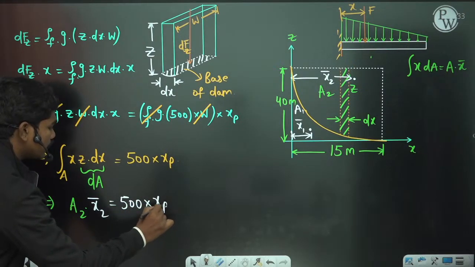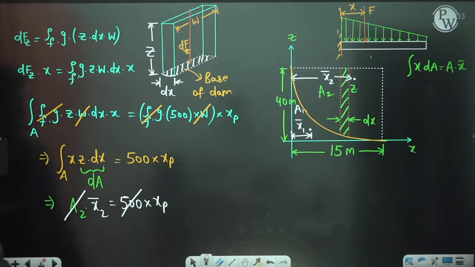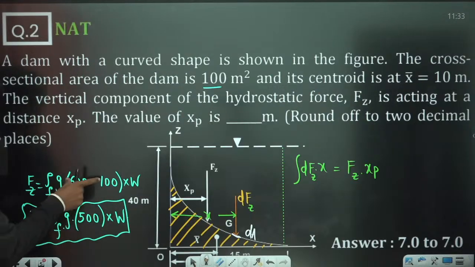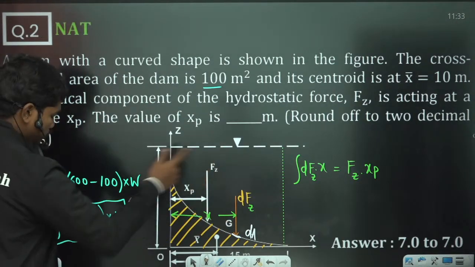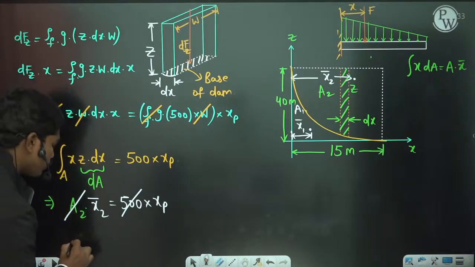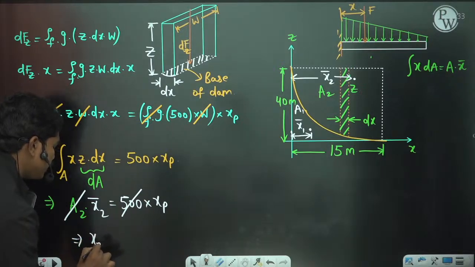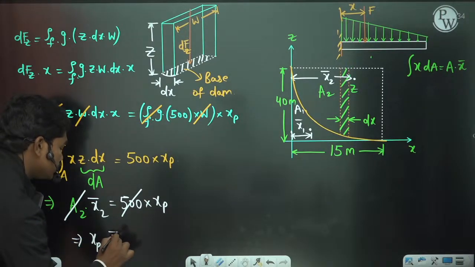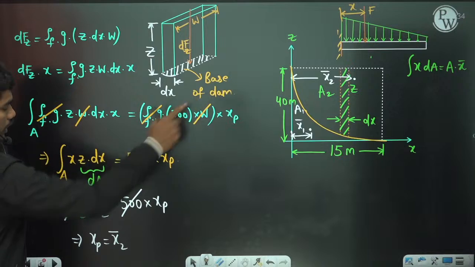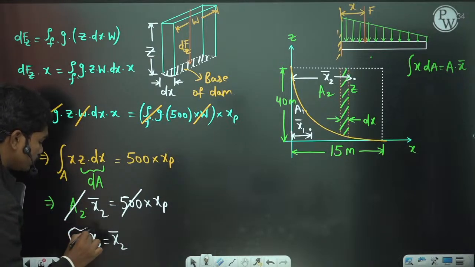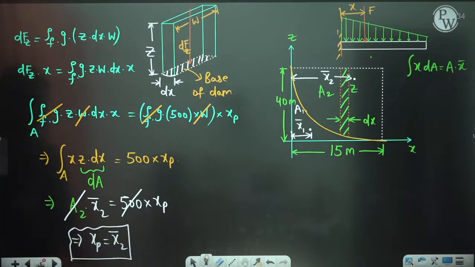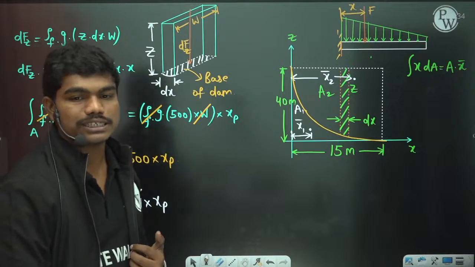So obviously I'll tell you one thing, this A2 is also 500. Correct, we have just calculated this A2 value, which means this unshaded portion is also 500. So you can identify one thing: this xp is nothing but x2 bar, which is the centroid of that particular unshaded area. Okay, so this is the value which you need. But how to calculate this x2 bar? Let us try to understand carefully.